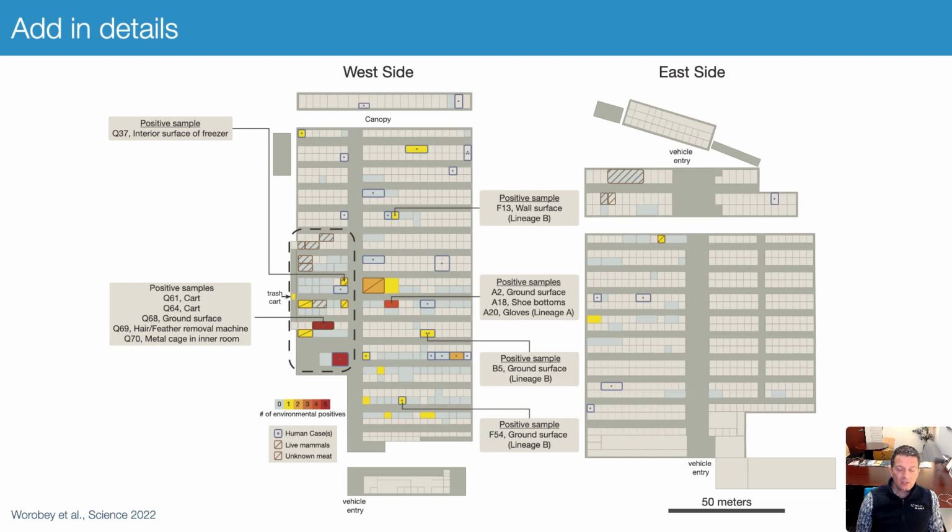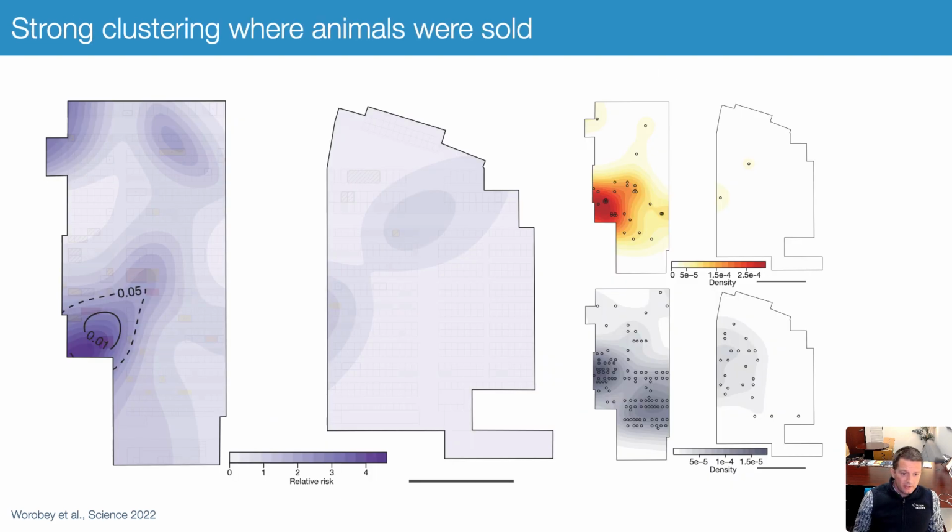Now we can ask ourselves the questions: first of all, which samples were positive? Is there any clustering of these samples? What types of samples are we talking about? And when we do that, and this is again in our recent paper, when we zoom in on this, there's a very strong clustering of environmental positivity within the market, specifically where we now know the animals were sold, the live mammals, in this southwestern corner of the market.